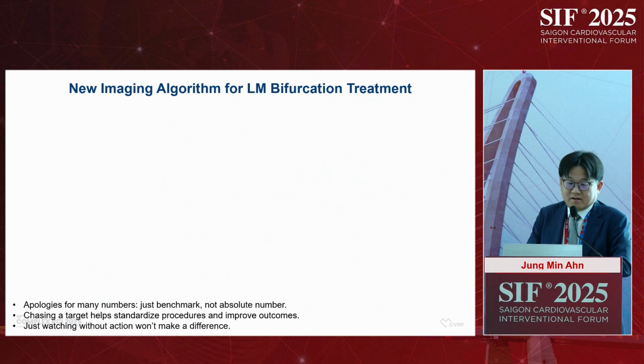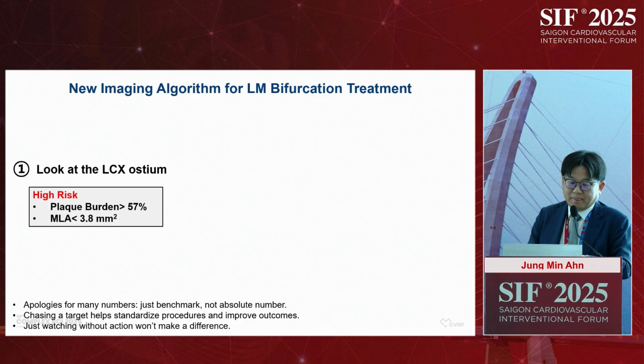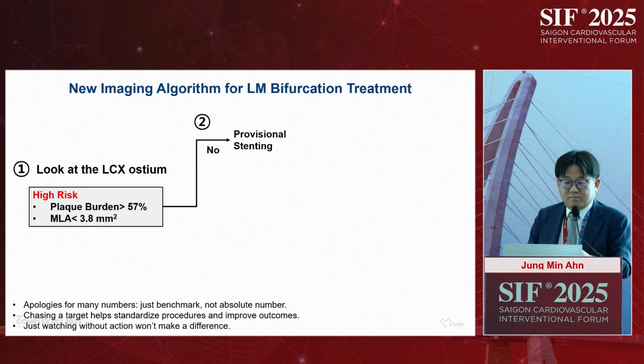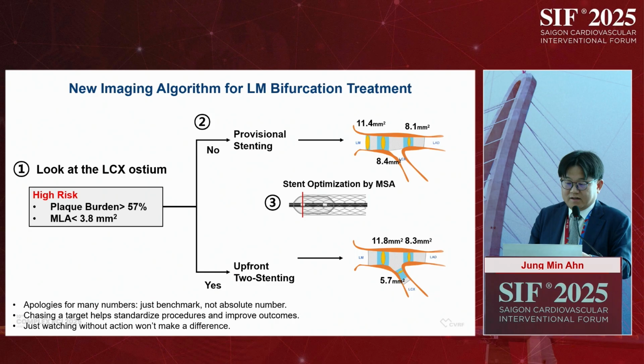So this is my final slide. New imaging algorithm for left main bifurcation treatment. Look at the left circumflex ostium: high plaque burden, small lumen area, no, definitely provisional stenting. High, yes, consider the upfront two stent technique.